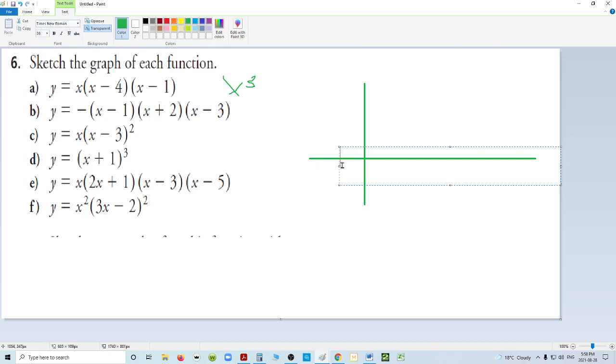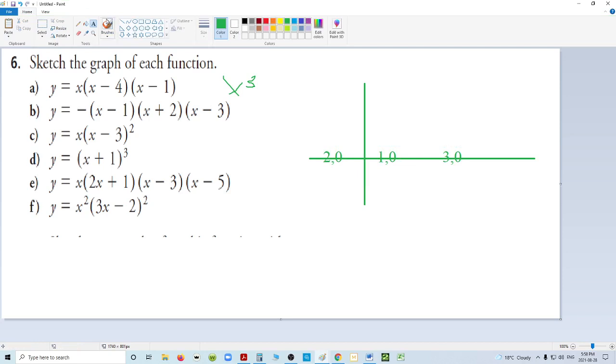And this is B I'm working on. Oy, when graphs don't work for you. Minus 2 comma 0, 1 comma 0, and 3 comma 0. And please note that there is a minus 1 multiplier in front. Therefore, instead of going like this, it's going to start in this quadrant.